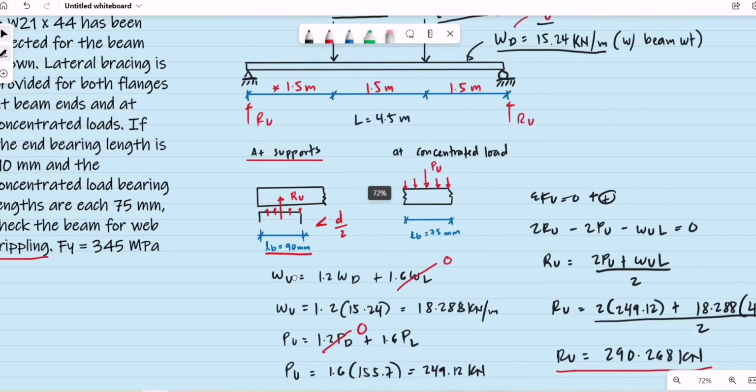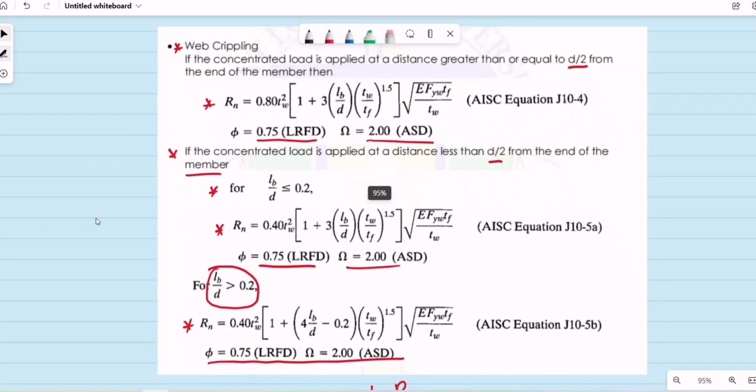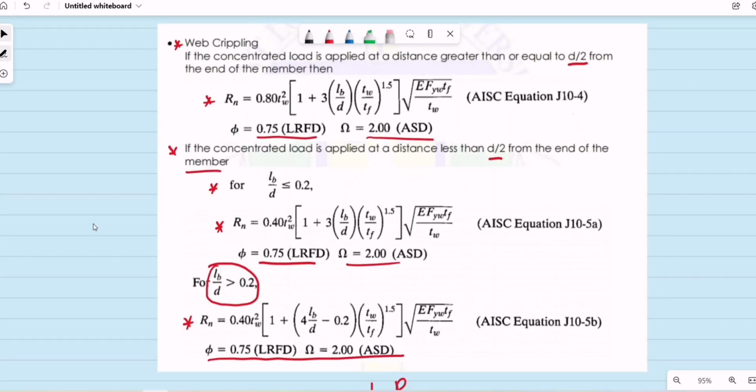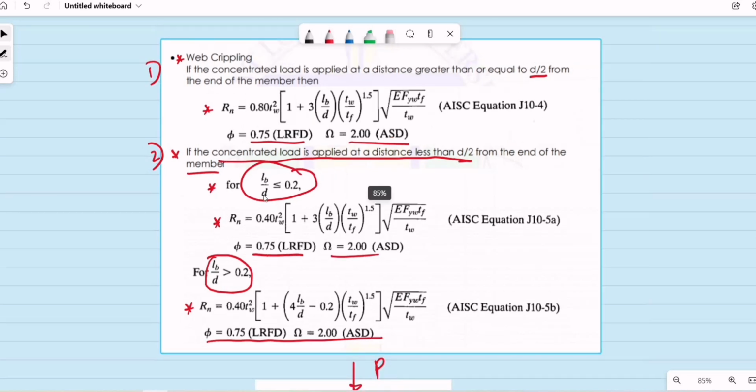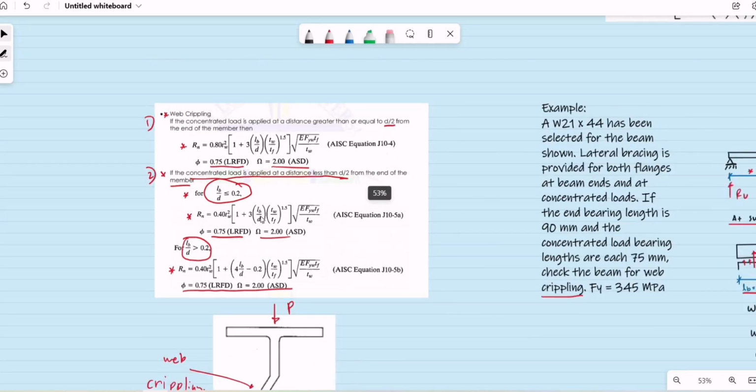So if we are to go back to our reference, it will be on this condition. So again, this is the first condition. This is the second one. If the concentrated load is applied at a distance less than d over 2 from the end of the member, then we need to check the ratio of the L sub B over the total depth of the section if it is less than or equal to 0.2.